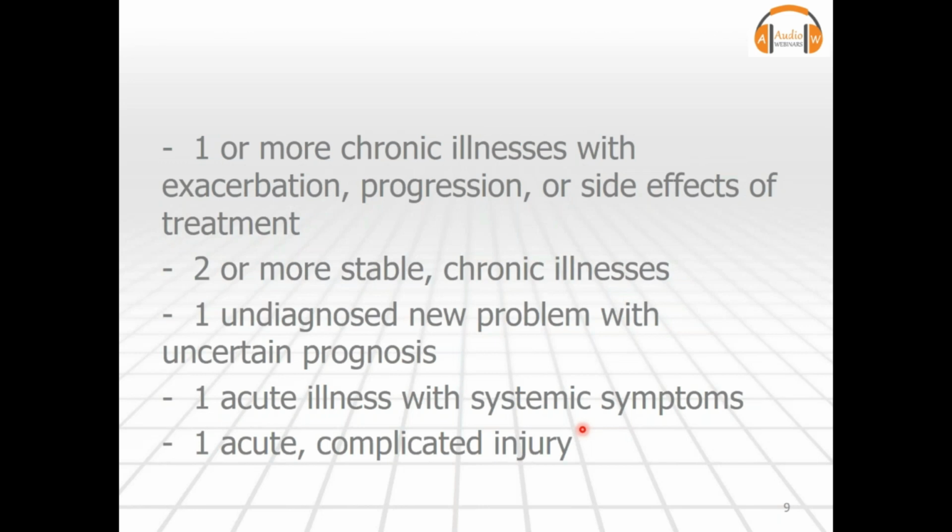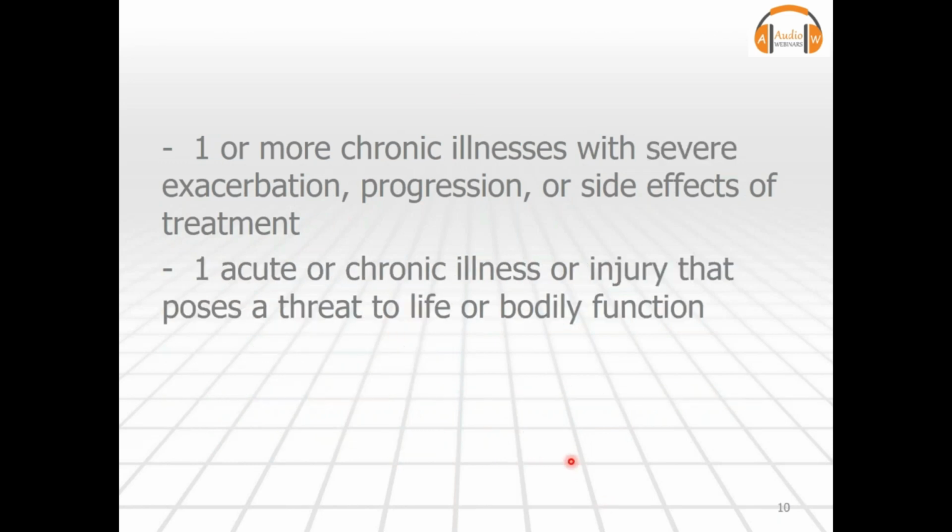And so these are the words that we see from moderate, which would be a level 4. And these are the words we see for the high, which would be leading us to a level 5. And again, we need 2 out of 3. We're only talking about that column. But look for a level 5, what the patient needs to be coming in with. A chronic illness with severe exacerbation, progression, or side effects of treatment. Or a patient that has an acute or chronic illness or injury that poses a threat to life or bodily function.